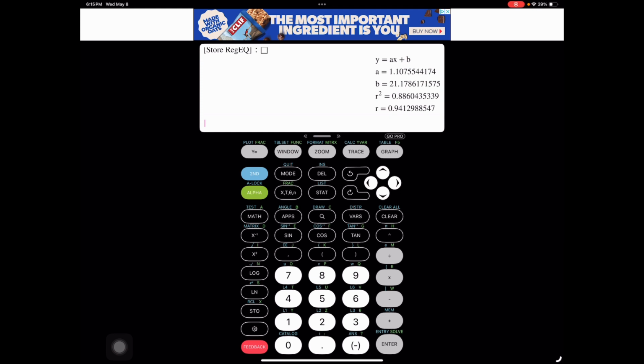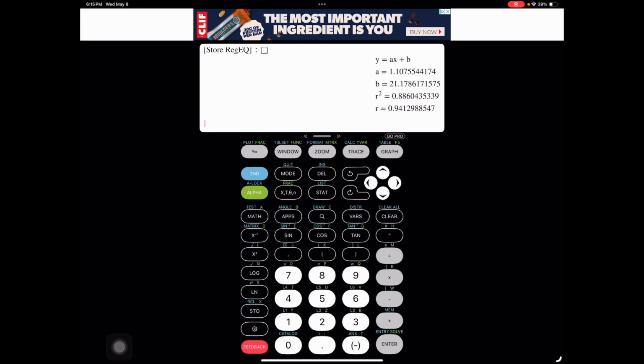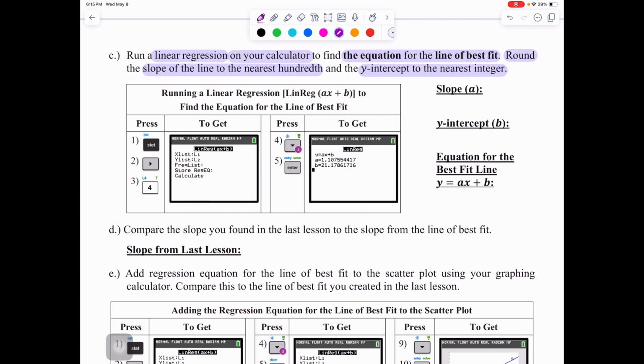So they wanted slope to the nearest hundredth. That would be 1.11 because the 7 would bump it up. And then we want the y-intercept to the nearest integer, so that would be 21. The slope we will write as 1.11. The y-intercept was 21. And then we'll write our equation as y equals 1.11x plus 21.